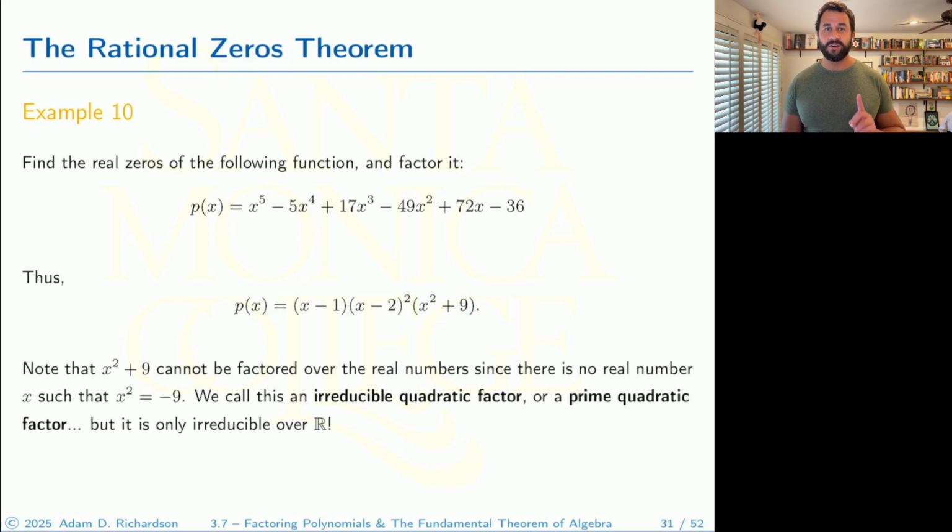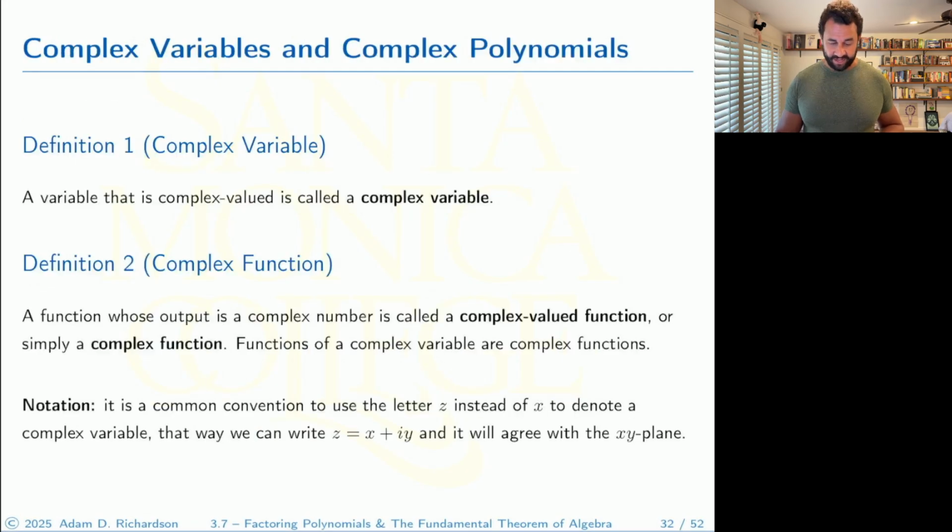We can't factor it over R, but we can factor it over C. We can factor it over the complex numbers. So if we allow ourselves to use complex numbers, we can factor even further, all right? And that's where we pivot a little bit to talk about complex variables and complex polynomials. This is why we talked about complex numbers. Without getting too crazy about it, all we're going to do now is allow ourselves to use complex numbers.